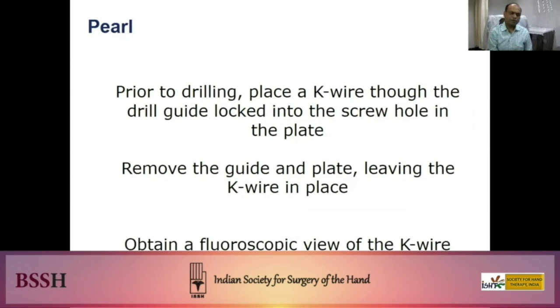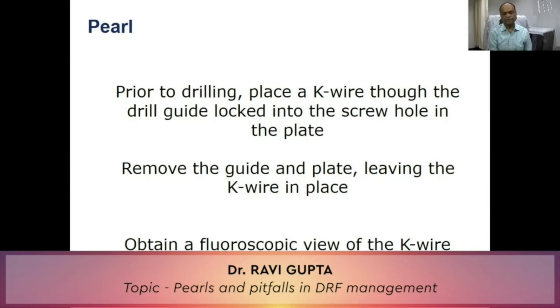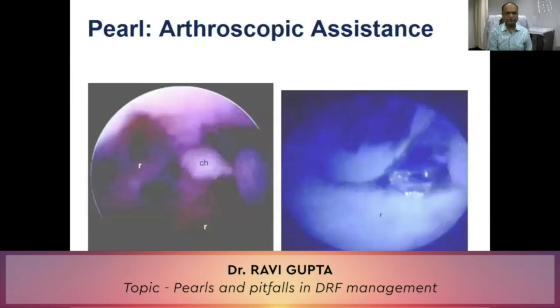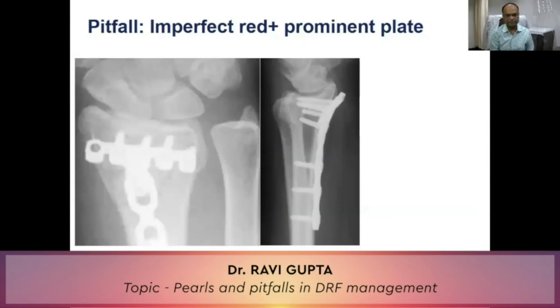The other important pearl is prior to drilling, place a K-wire through the drill guide locked into the screw hole in the plate. Then remove the guide and plate, leaving the K-wire in place. Obtain a fluoroscopic view of the K-wire end on. You will actually come to know whether the K-wire is going into the joint or not. You can use arthroscope to know whether the implants are going through the joint, as in this case. Also, arthroscopy assisted is useful to see the free chondral fragments.